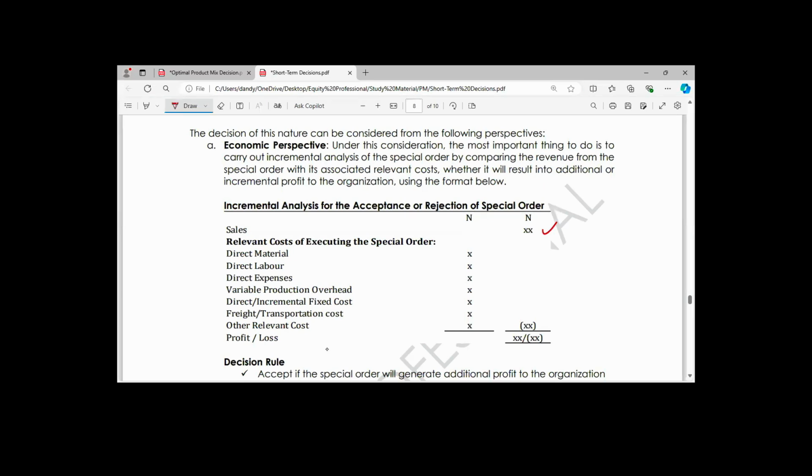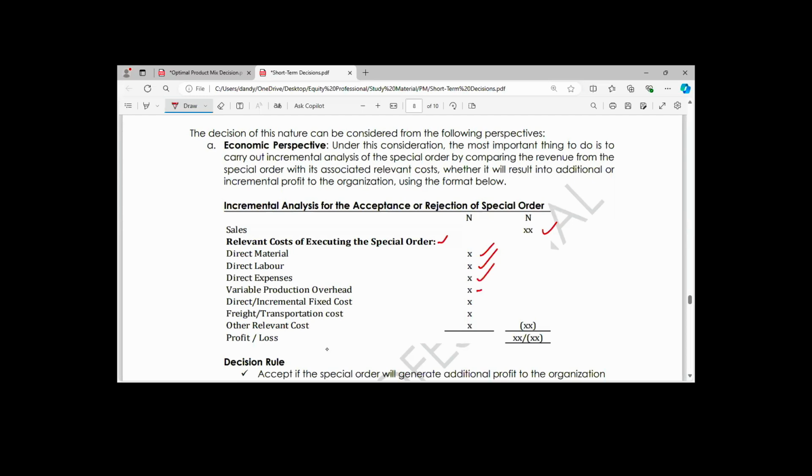Therefore, you go to the question and pick the sales value. If sales value is not given, you are going to be given a selling price that you multiply by the number of units that will be sold on the special order. So you get your sales, you post, then you need to determine the relevant cost of making the special order. The direct material, you multiply the direct material cost per unit by the number of units you want to produce for the special order. You post labor cost per unit, multiplied by the number of units to be produced. You post direct expenses per unit, multiplied by the number of units to be produced. Variable production overhead, do the same thing: variable production overhead per unit multiplied by the number of units for the special order, then you post.